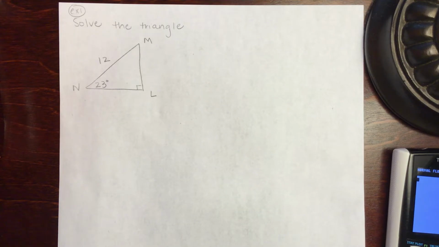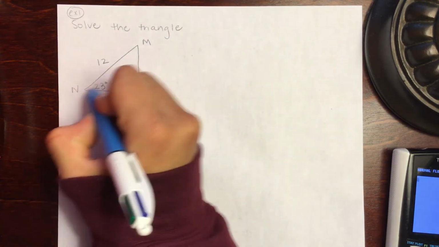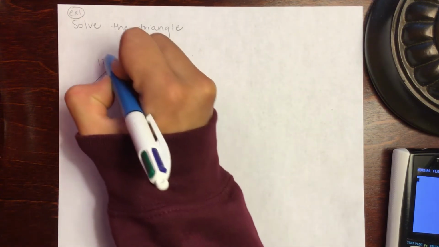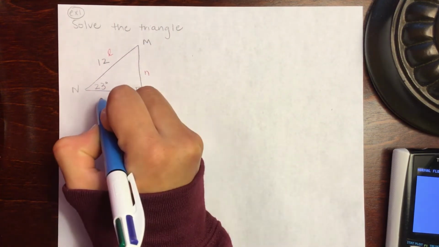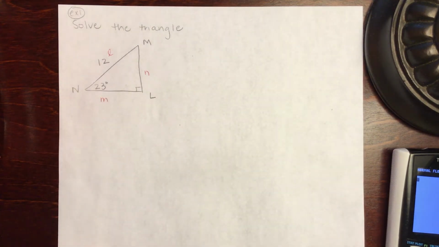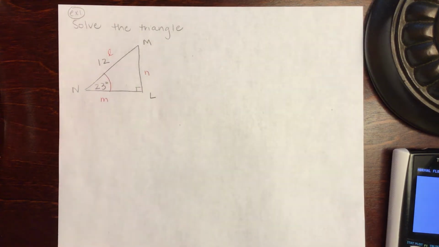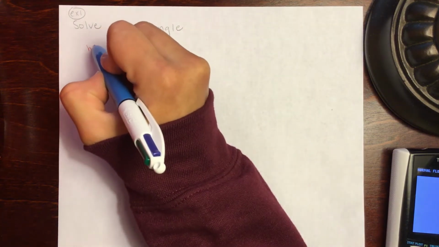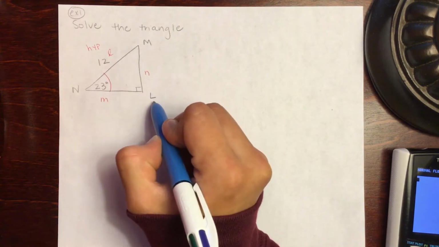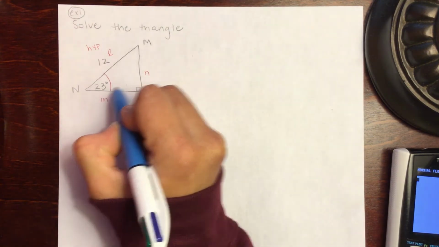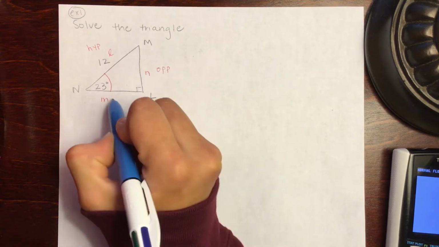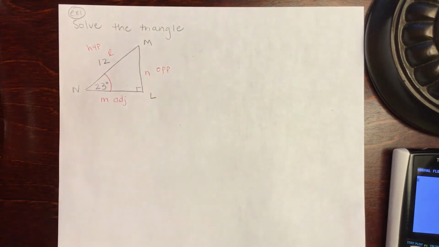All right, I'm going to start by labeling my sides with my letters M, N, and L. So across from angle N is little n, across from angle L is little l, and across from angle M is side little m. I am given the 23-degree angle N, so I'm going to use the words opposite, adjacent, and hypotenuse based off of that angle. Hypotenuse is the l. It's across from my 90-degree angle, which is also the L. Across from 23 is my opposite side, and beside 23 is my adjacent side.